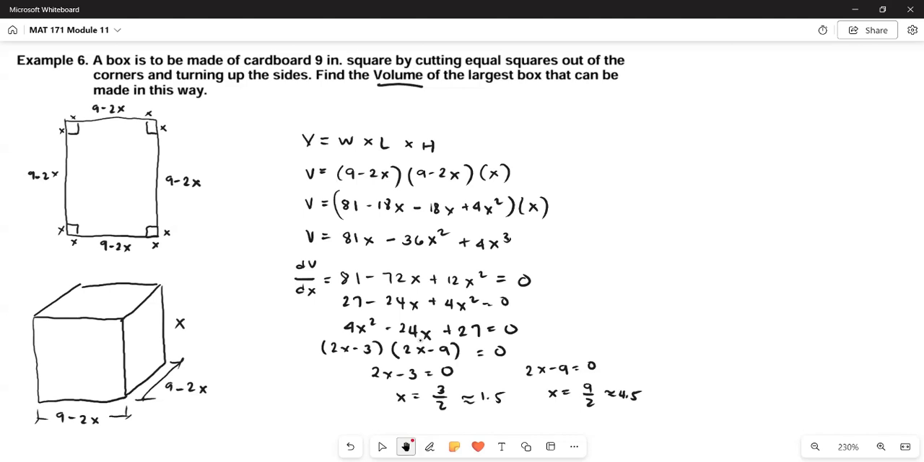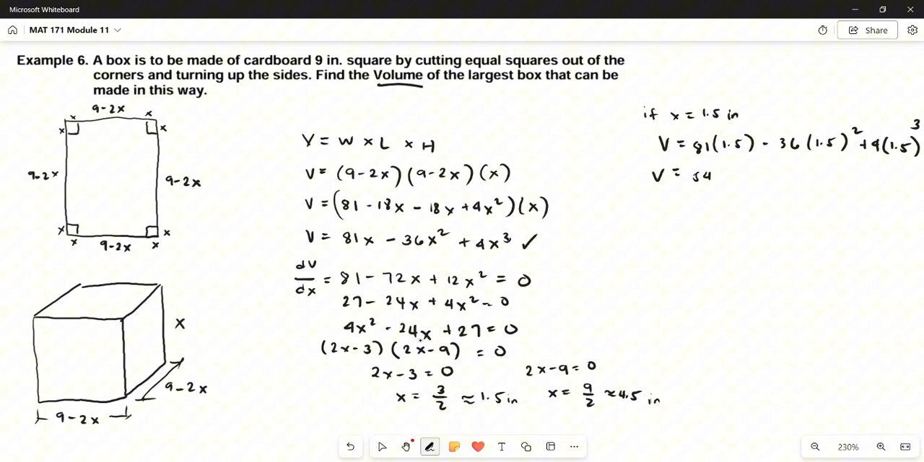So itingnan natin parehas. Hindi tayo pipili dito sa nakuhang x value. No? Yung isa kasi is x is equal to 1.5 inches. Yung isa is 4.5 inches. So first, gamitin natin yung x is equal to 1.5 inches. Now, so V is equal to, gamitin lang natin itong equation na to, equal to 81 times 1.5 minus 36 times 1.5 squared plus 4 times 1.5 cubed. So, ang volume nating makukuha dyan ay 54 cubic inches. O de, okay yan, meron tayong volume na nakuha.